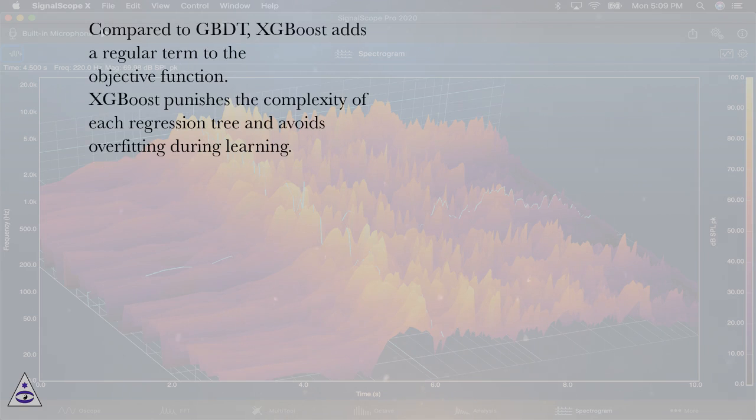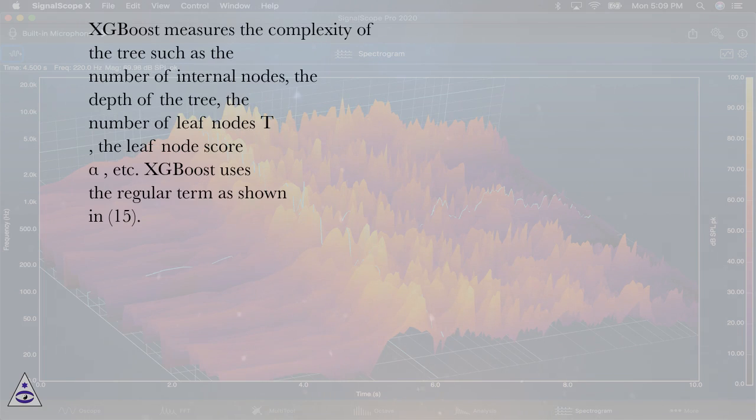Compared to GBDT, XGBoost adds a regular term to the objective function. XGBoost punishes the complexity of each regression tree and avoids overfitting during learning. XGBoost measures the complexity of the tree by such things as the number of internal nodes, the depth of the tree, the number of leaf nodes T, the leaf node score alpha, etc. XGBoost uses the regular term as shown in Equation 15.